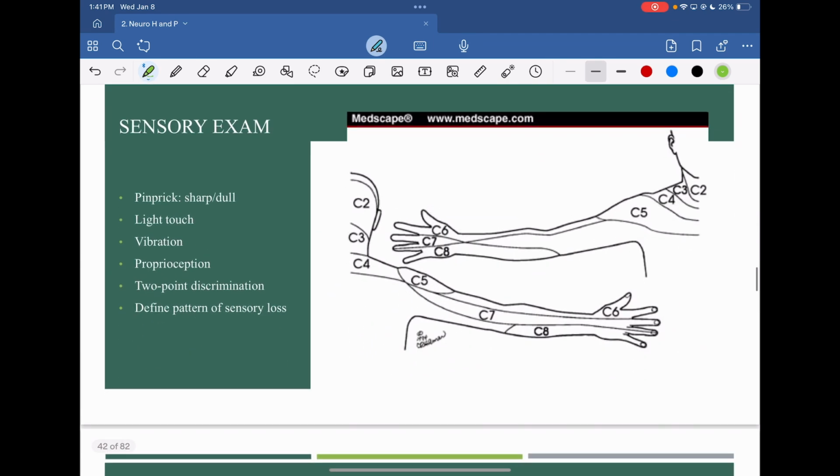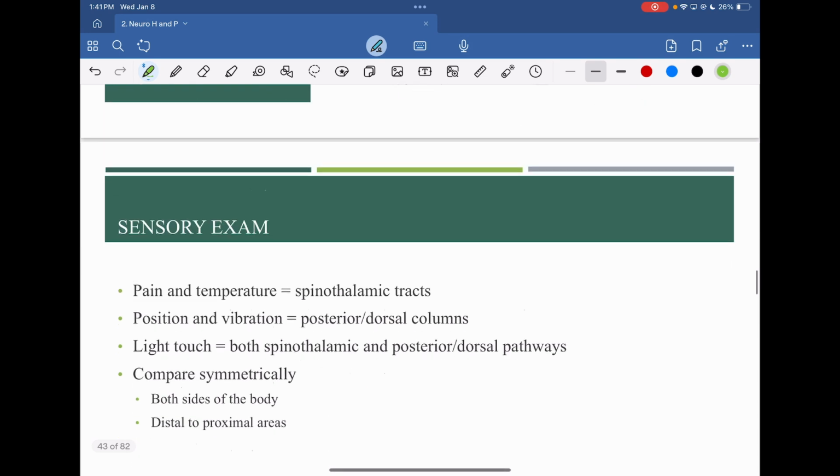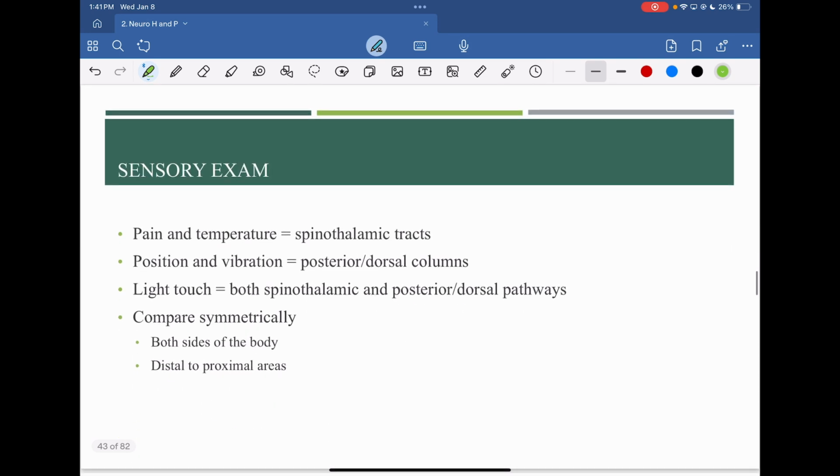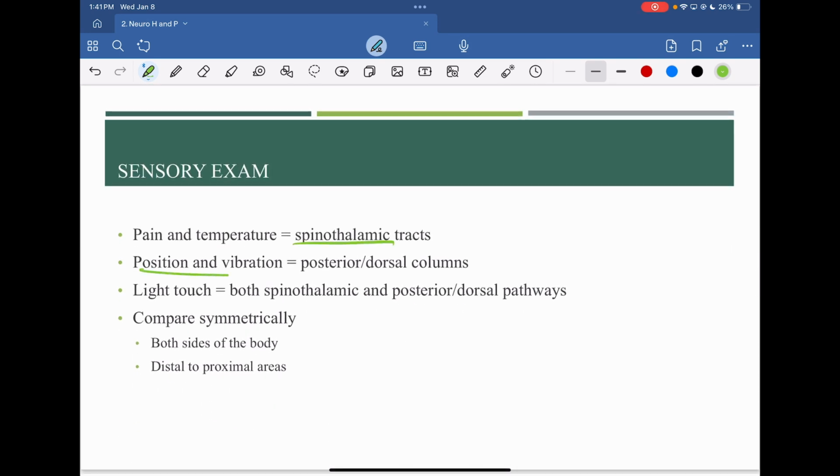Sensory exam, we do pinprick, sharp, dull, light touch, vibration, proprioception, 2-point discrimination. And all you're doing there is defining the sensory loss. What dermatomes, what nerve roots are damaged that's causing these types of pain and the symptoms that the patient's having. So remember, pain and temperature, your spinothalamic. Position and vibratory sense are your posterior dorsal columns. Light touch uses both, but for the purpose of this class, just know that it's spinothalamic.